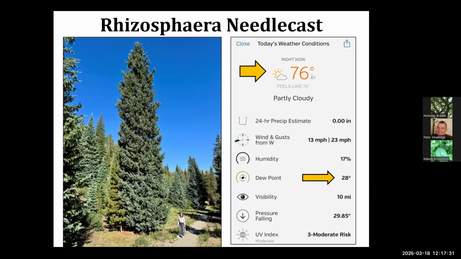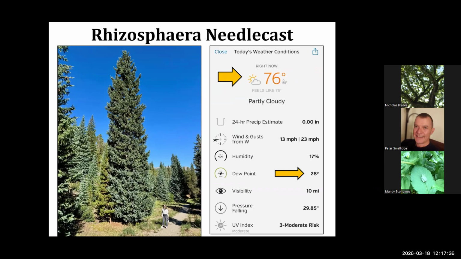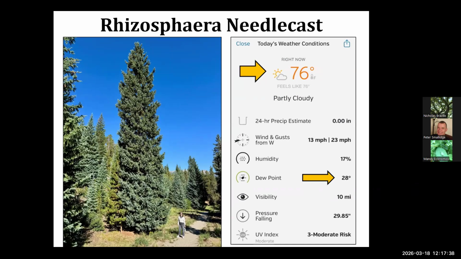And other conifers, other spruce that are native to these wetter conditions, are much more resistant to Rhizosphaera as a result of that. So that is just an example of how when we change the environment, we can really change the dynamics between the pathogen and the host.